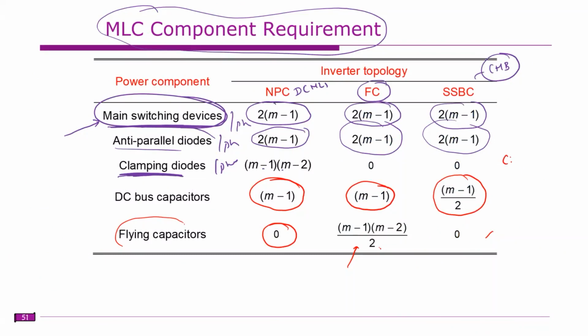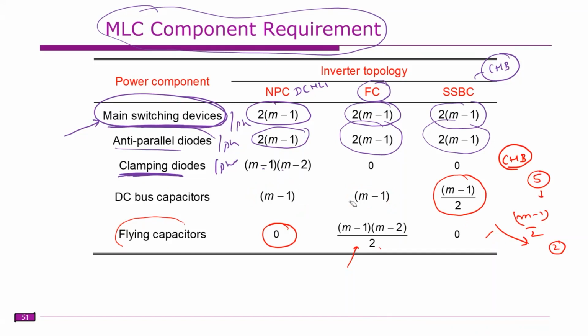So in case of CHB, for 5 level, how many DC sources do you require? So it is (M minus 1) by 2. So that means you require 2 H bridges. So you require 2 bridges per phase.